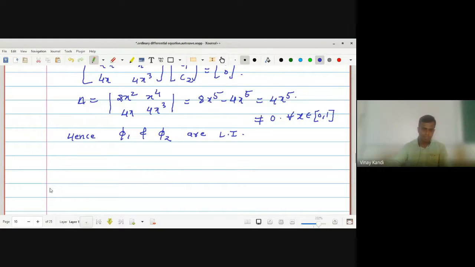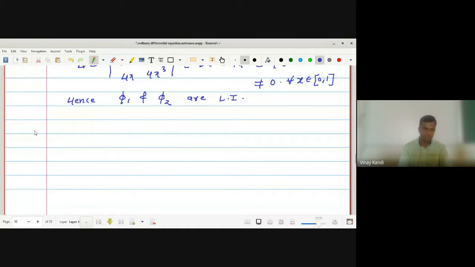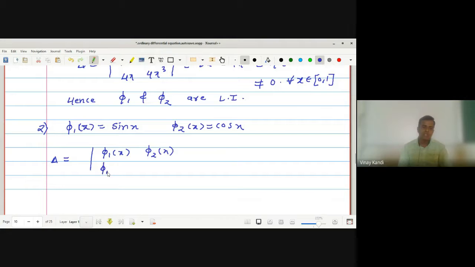Now look at here. Now second question, second example. Suppose phi1 of x is equal to sin x, and phi2 of x is equal to cos x. Okay, then what we get here? इथे काय येणार तुमचं, phi1 of x, phi2 of x, determinant काय येणार, similarly इथे काय येणार, phi1 dash of x and phi2 dash of x.